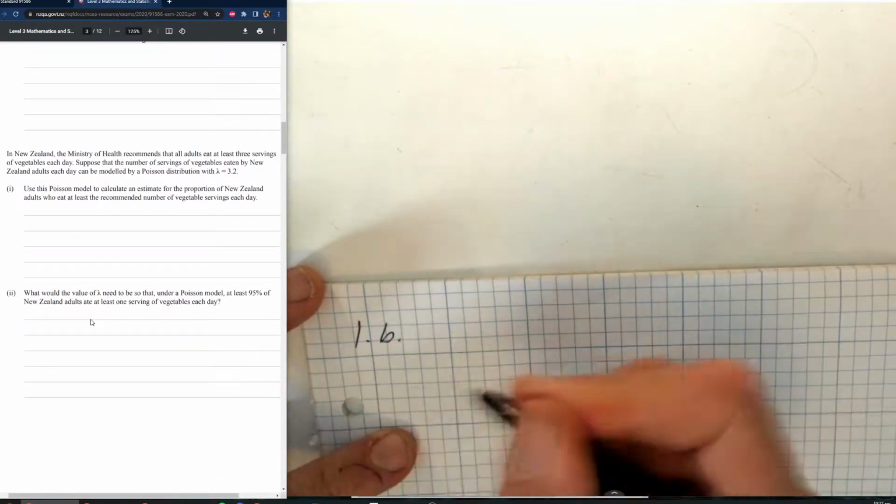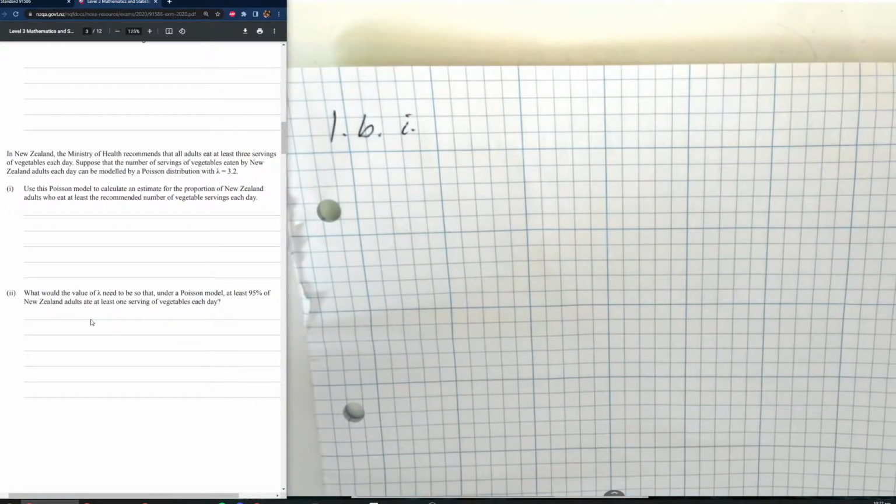Okay. B. So we're up to 1BI. In New Zealand, the Ministry of Health recommends that all adults eat at least 3 servings of vegetables each day. Suppose that the number of servings of vegetables eaten by New Zealand adults each day can be modelled by a Poisson distribution with lambda being equal to 3.2. Use this Poisson model to calculate an estimate of the proportion of New Zealand adults who eat at least the recommended number of vegetable servings each day.